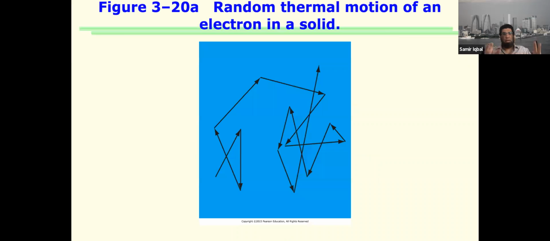Every electron has some thermal energy which makes it move around randomly. During this random movement, there's no net overall transport in any specific direction. If you follow one, it's going in one direction, but then it has a scattering moment. And this scattering, or bouncing off, is elastic.